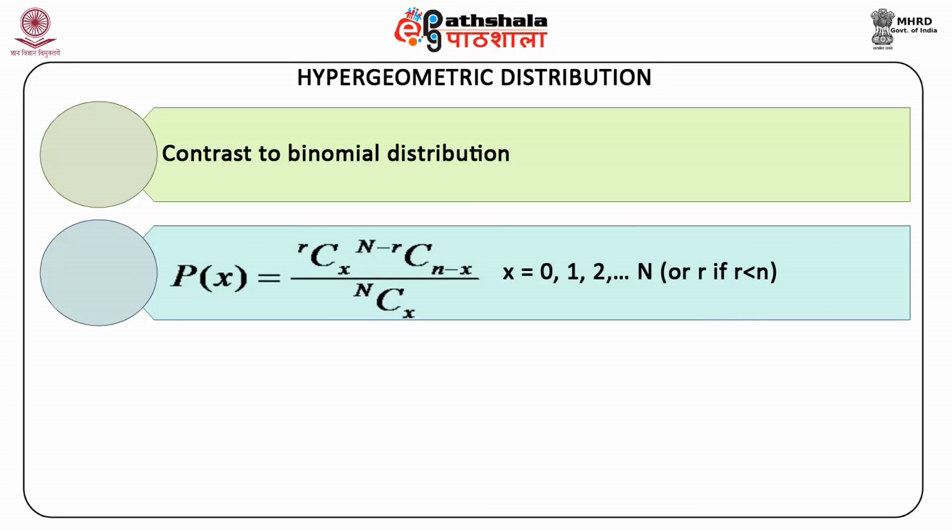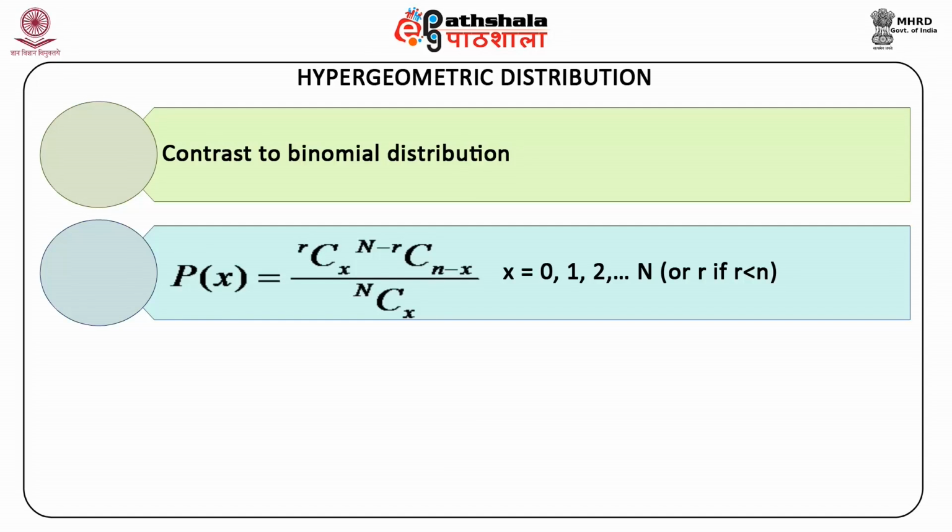The probability function for the hypergeometric distribution is P(x) = RCx multiplied by (N minus R)C(n minus x) upon NCn, for x varying from 0, 1, 2 up to n, or R if R is less than or equal to n, where N is the population size, R is the number in the population identified as a success, n is the sample size, small x is the number in the sample identified as a success.